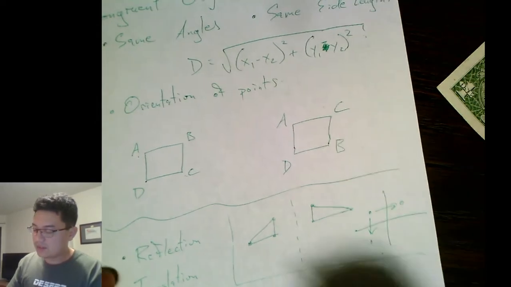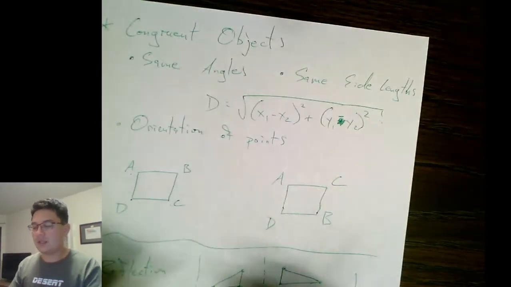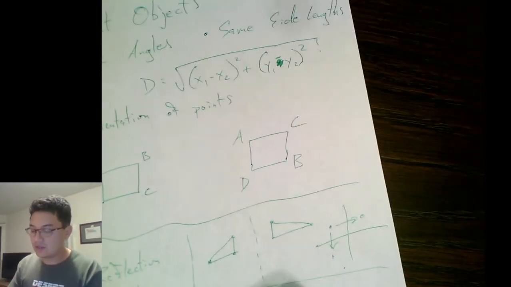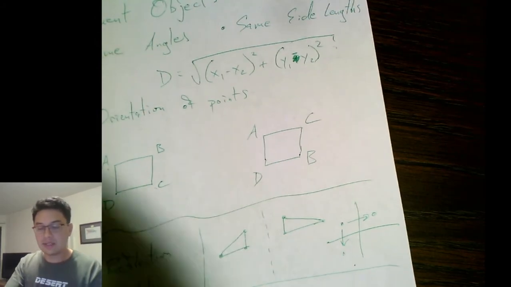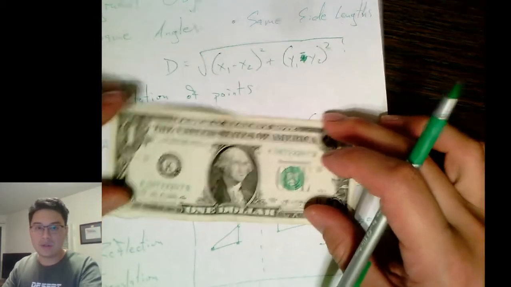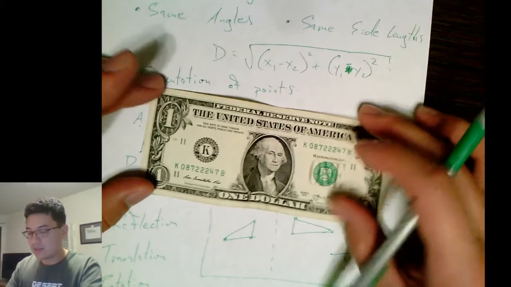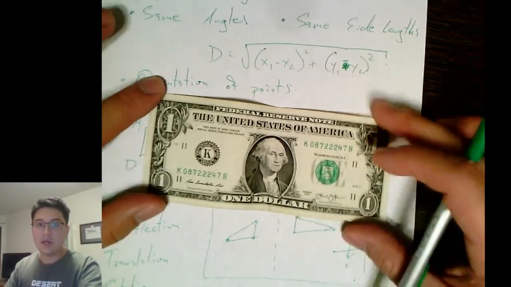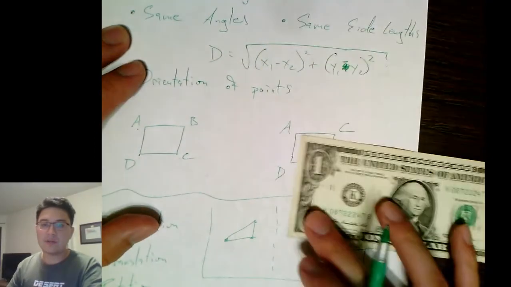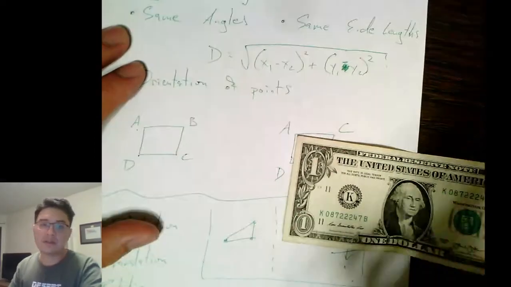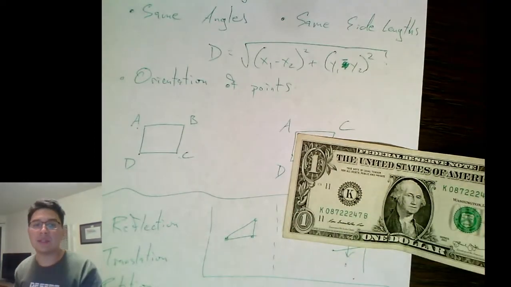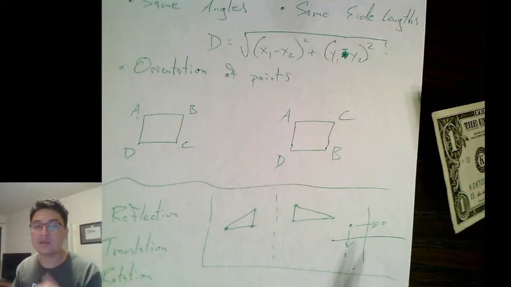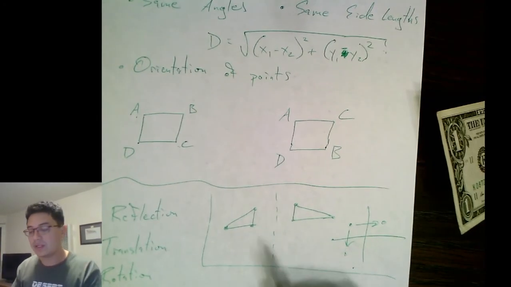With translations, the orientation of points does not change. So the orientation of points for a translation does not change. If this is A, this is B, this is C, and this is D here, when we slide that object around, those points never change regardless of the new object. Those will always be where A, B, C, and D are. So the orientation of points is always preserved with a translation.